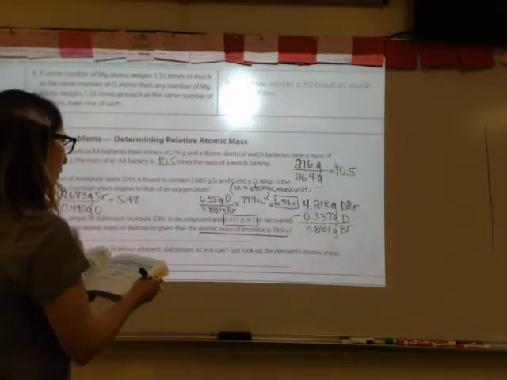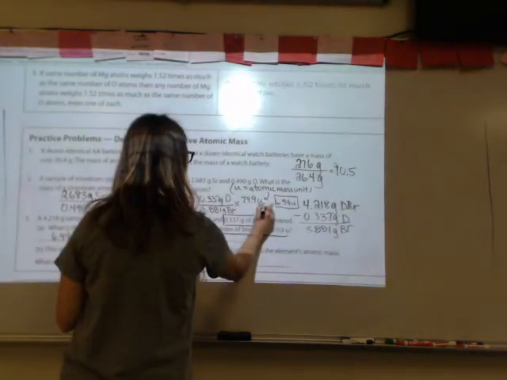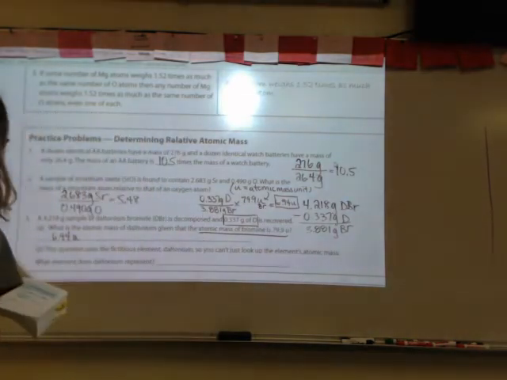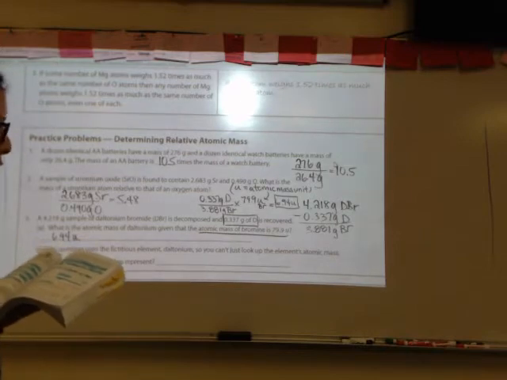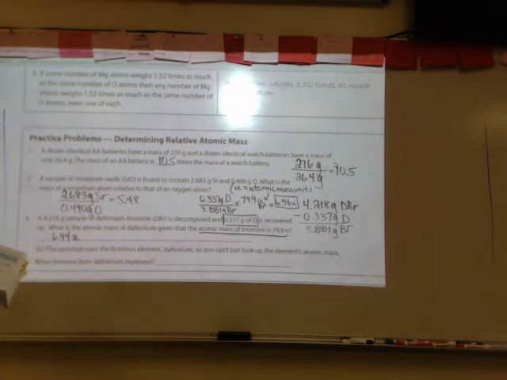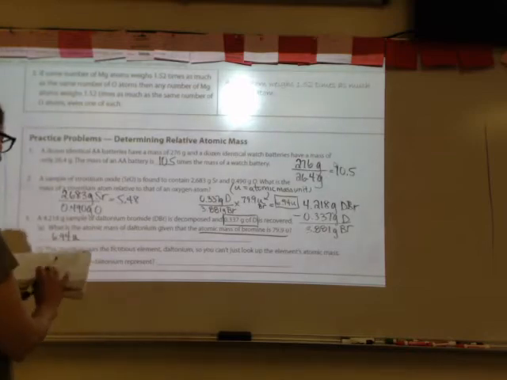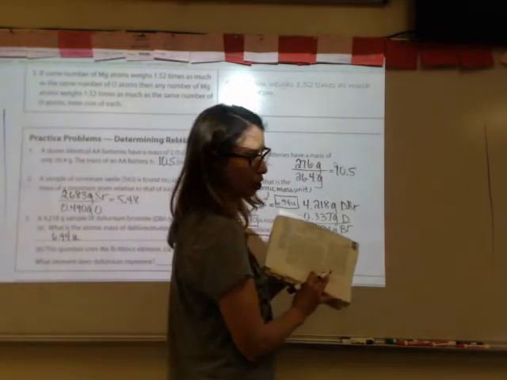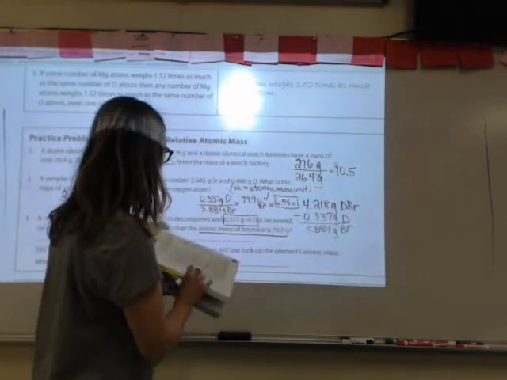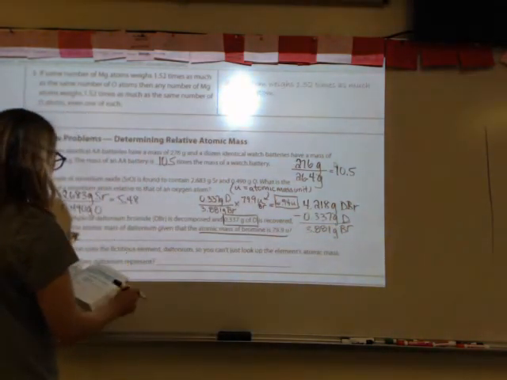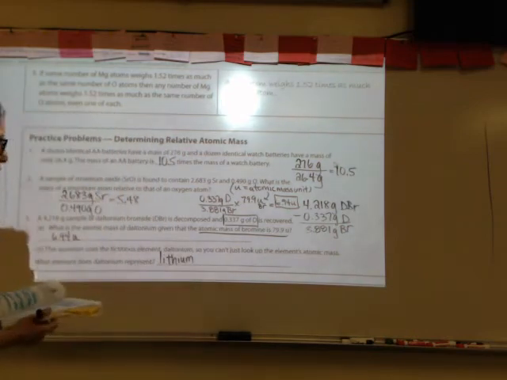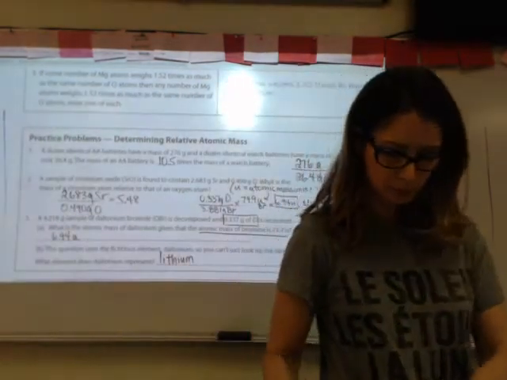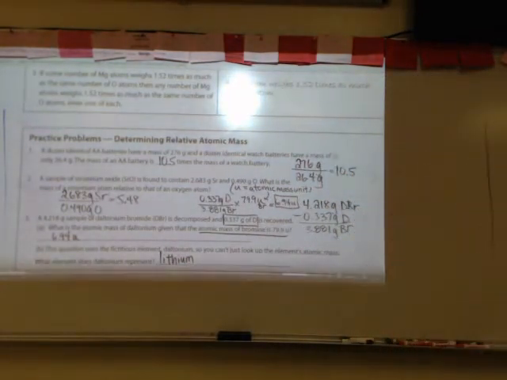Now, if I look at B, it says this question uses a fictitious element, daltonium, so you can't look up that element's atomic mass. What element does daltonium represent? If you flip to the back of your book, you're going to notice on the top left in the first group, lithium has 6.94 as its atomic mass. So this is representing lithium. Let's turn to the next page.